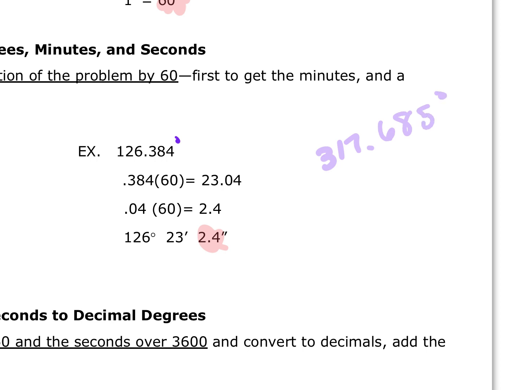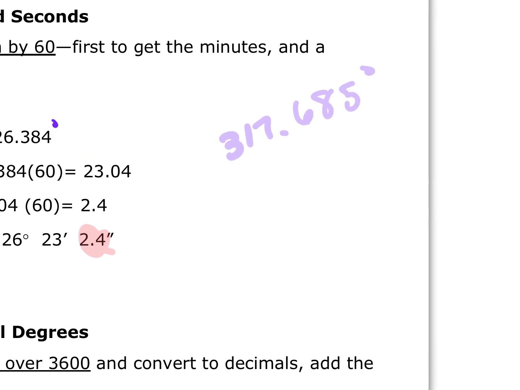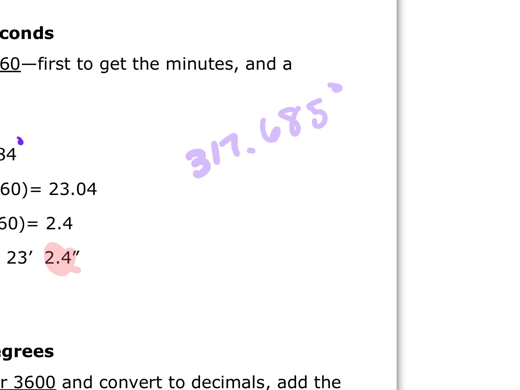317.685 degrees. Let's try this. Just write this off to the side where you've got a little bit of space. 317.685 degrees. What are we going to do first? 0.685 times 60. There you go, Alicia. 0.685 times 60. Avery, where's your calculator? What do we get, Campbell? Where is your calculator? I told you to get them out. 41.1.